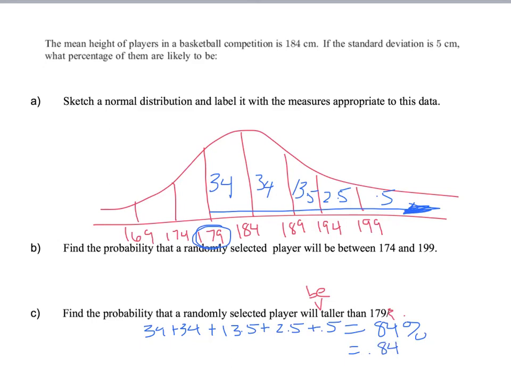Once you start getting used to the normal distribution, you're going to be able to find some shortcuts. Particularly for the taller than 179, if this is my mean, 50% of the data always lies above the mean. So I could have skipped adding all of these values together and just added the 34 plus the 50 and gotten the 84 as well.